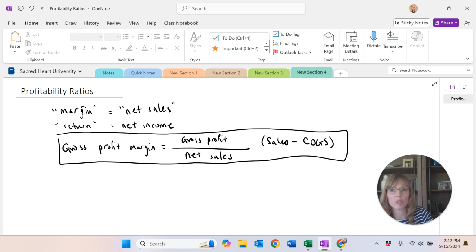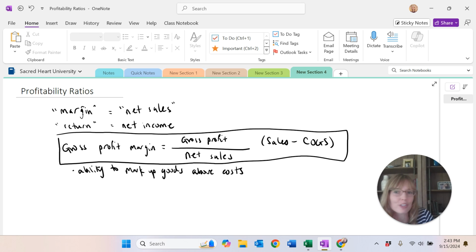This ratio is going to tell us about the company's ability to mark up its goods above cost. If we make that markup too high, customers will go to our competitors instead of us. But if our markup is too low, we're not going to be profitable. After our gross profit, we still have to cover our operating costs. So we're trying to find that narrow area.